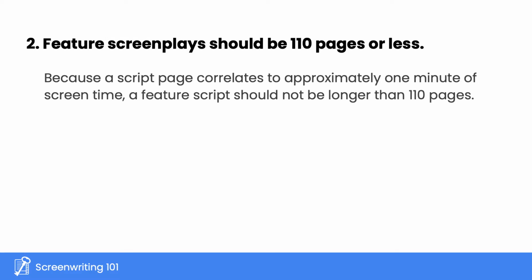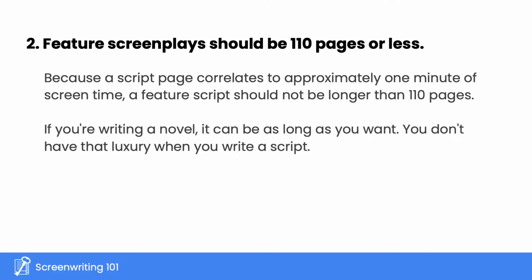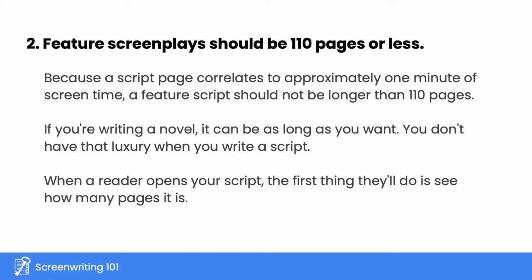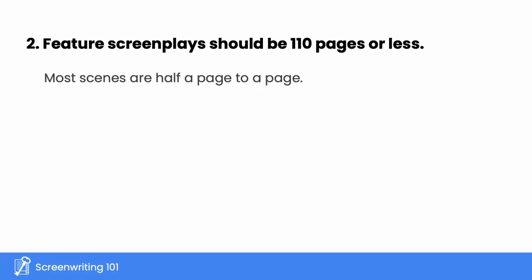2. Because a script page correlates to approximately 1 minute of screen time, a feature script should not be longer than 110 pages. If you're writing a novel, it can be as long as you want. You don't have that luxury when you write a script. When a reader opens your script, the first thing they'll do is see how many pages it is. If it's over 110, they get worried. Most scenes are a half page to a page. A 4-page scene is long.